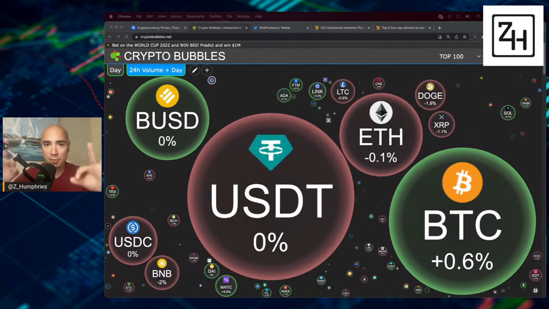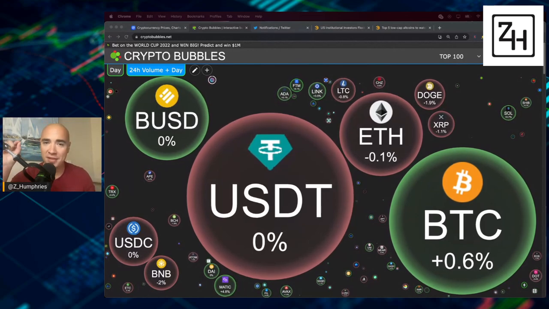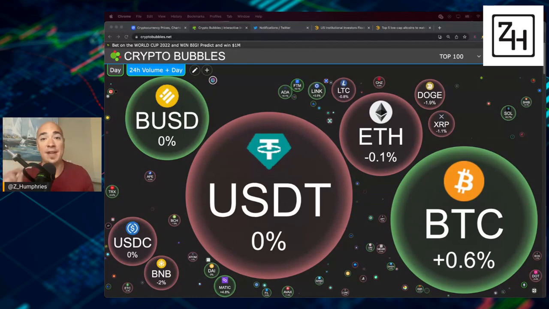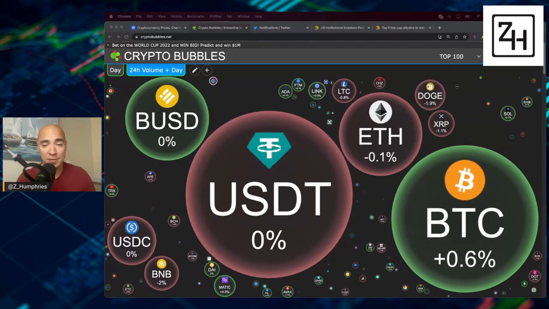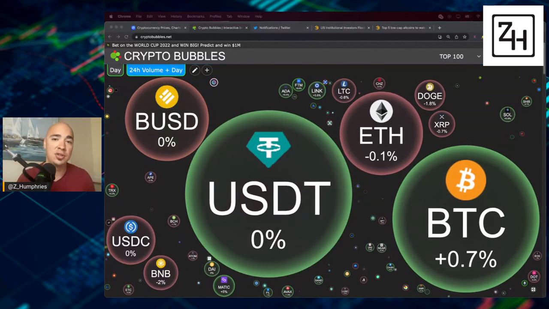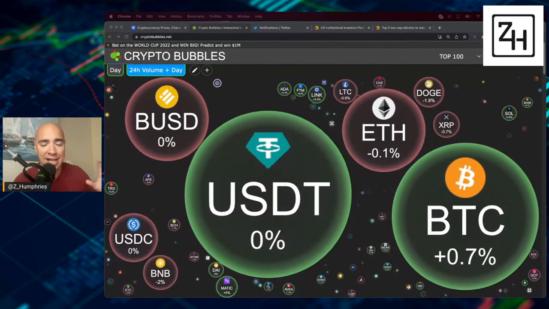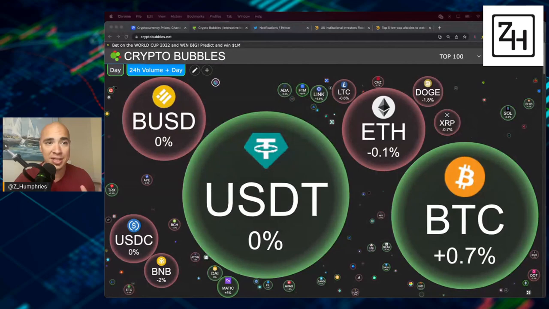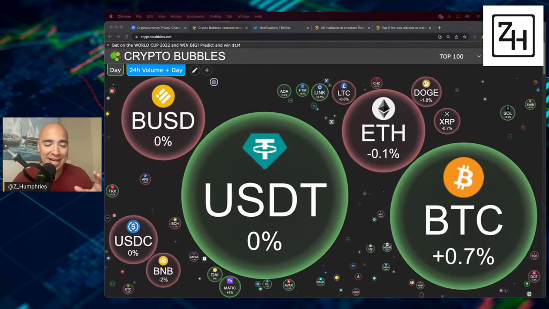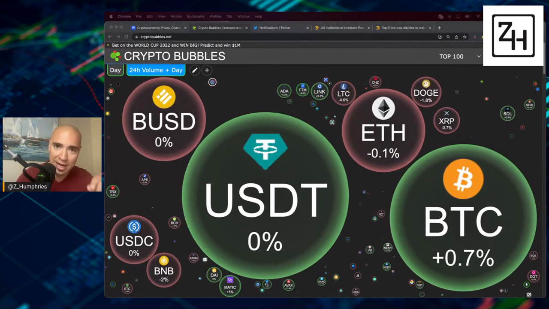But I want to talk about three particular altcoins that aren't going anywhere, that have solidified themselves in the cryptocurrency market, that I am going to be paying close attention to in December, and especially early next year as we roll into 2023.